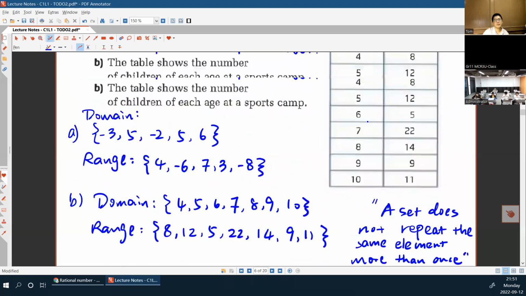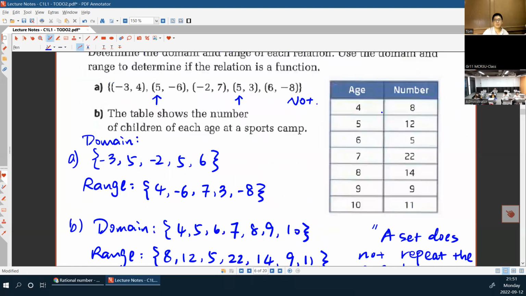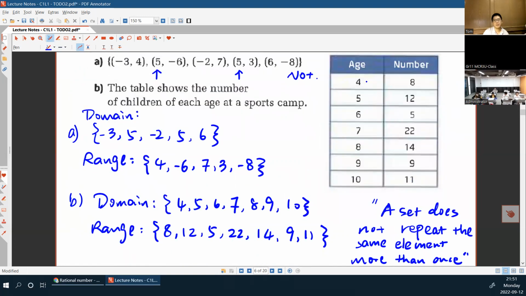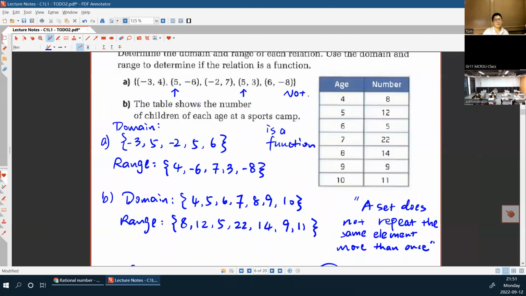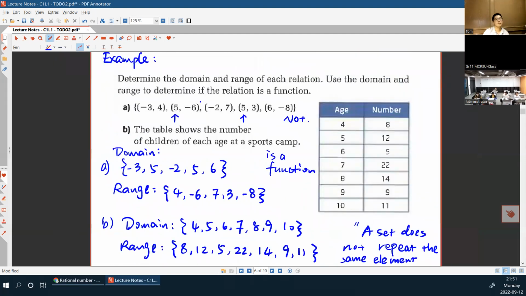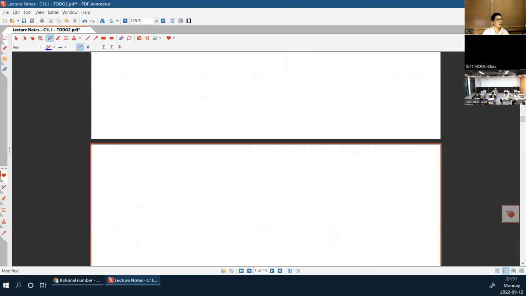All right, so is this relationship a function or not? Let's check if it fulfills the definition. For any given element in the left column, there is at most one image corresponding to the given element. So this is apparently a function. Any questions? No? All right, let's see another example.